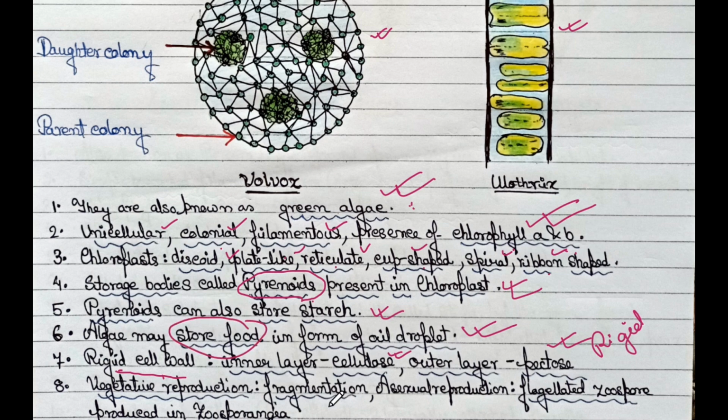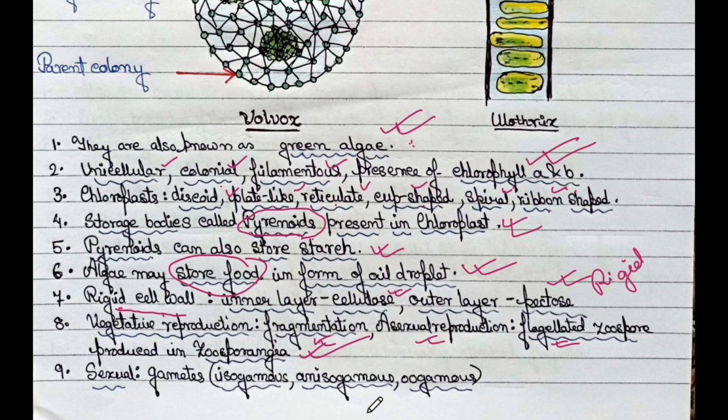Okay. Now let us come to its reproduction. Reproduction can happen through fragmentation, and asexual reproduction through flagellated motile zoospores, which are produced in zoosporangia. Where is the zoospore produced? Inside the zoosporangia. And here the sexual reproduction can occur through isogamous, anisogamous and oogamous fusion. All three possibilities are there in case of sexual reproduction.